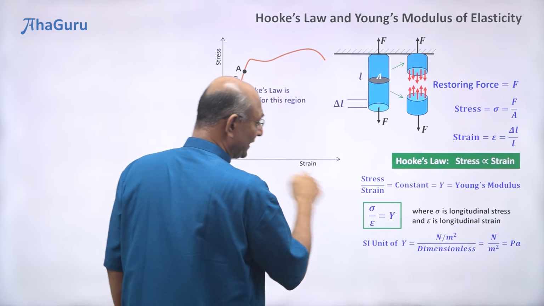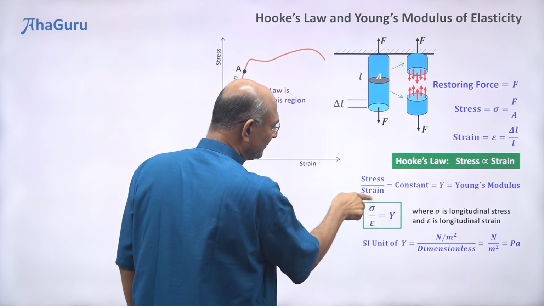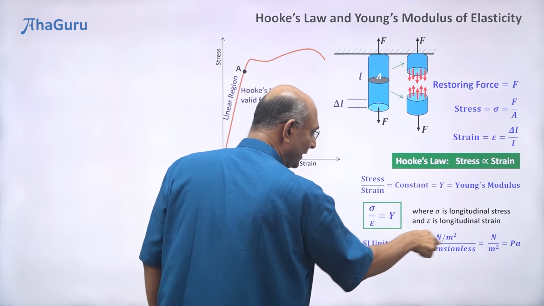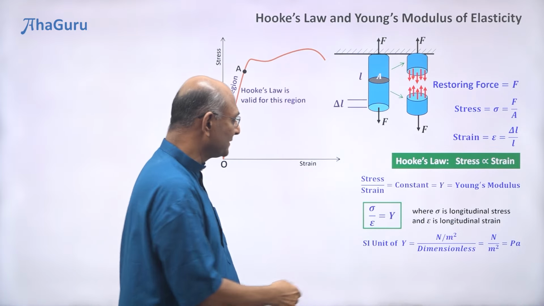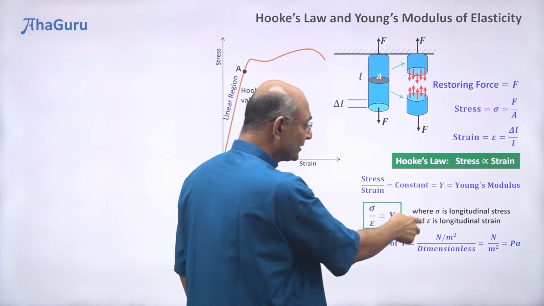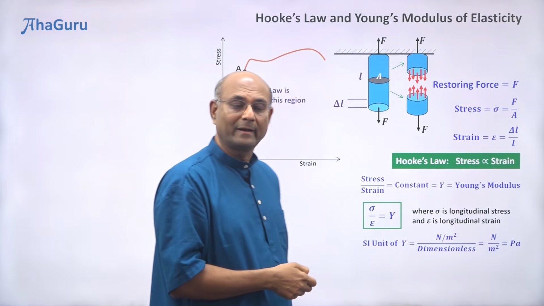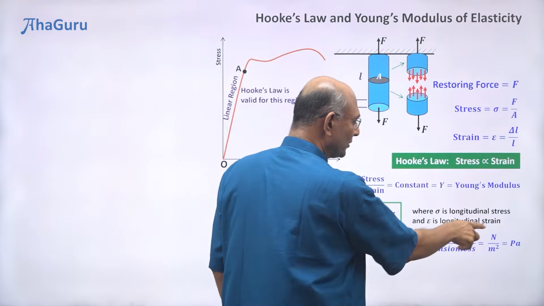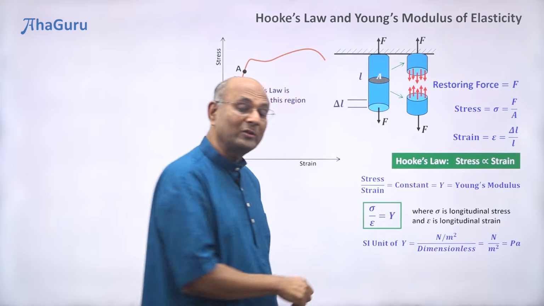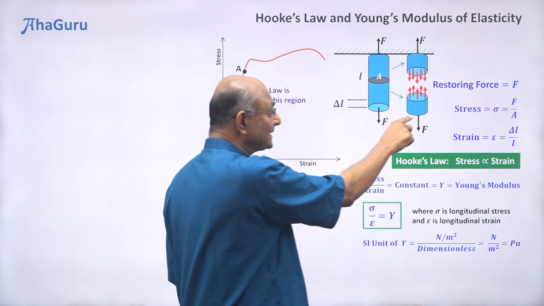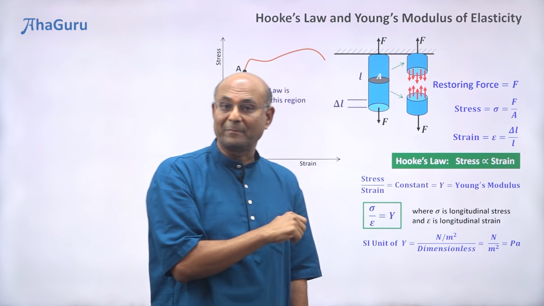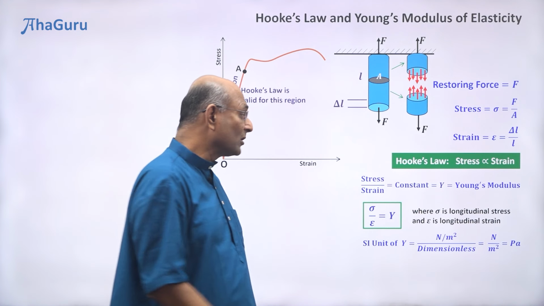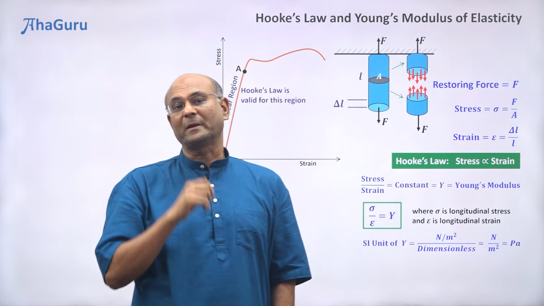Well, the SI unit for Young's modulus will be the SI unit for stress, which is newtons per meter square, divided by the SI unit for strain, epsilon, which is dimensionless. So it will be newtons per meter square, right? Because dimensionless means nothing there, think of it as 1. So newtons per meter square, which is Pascal. So the SI unit of stress is Pascals, newtons per meter square. And the SI unit of Young's modulus is also Pascals, newtons per meter square.